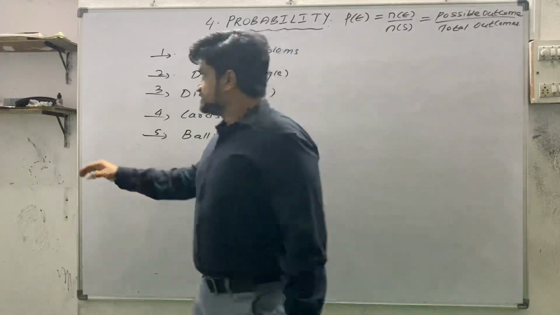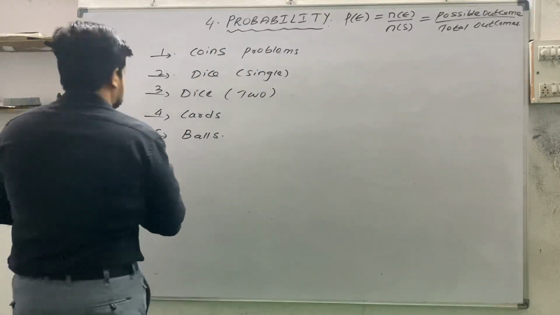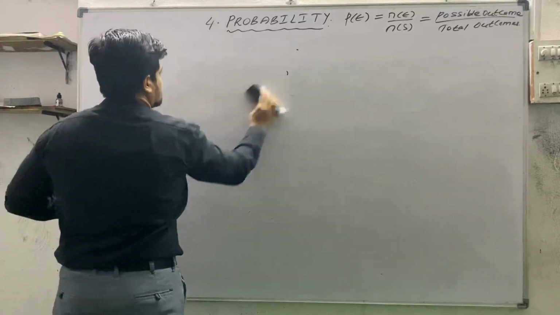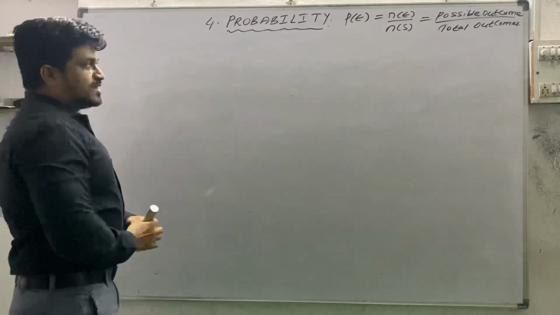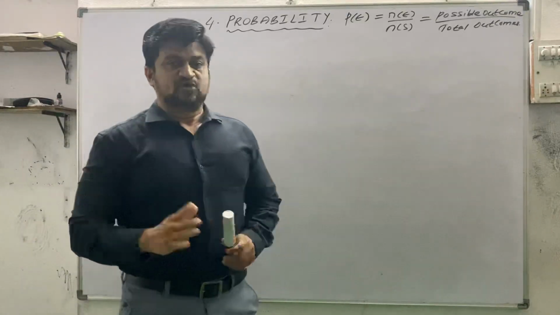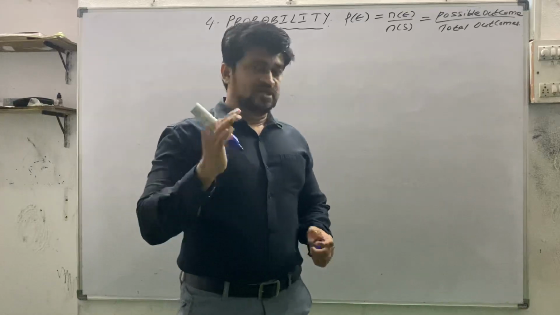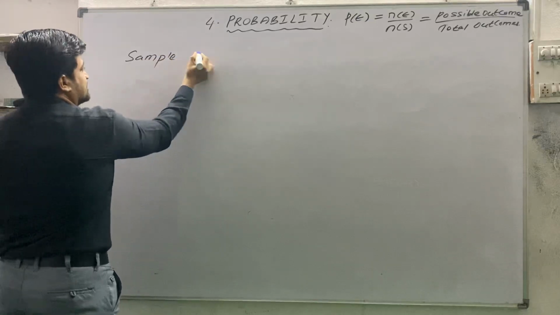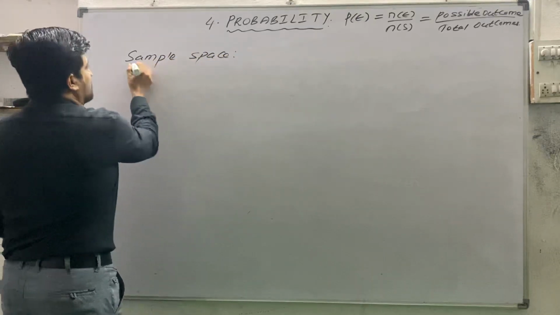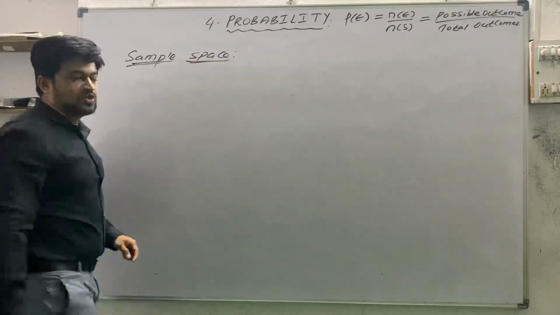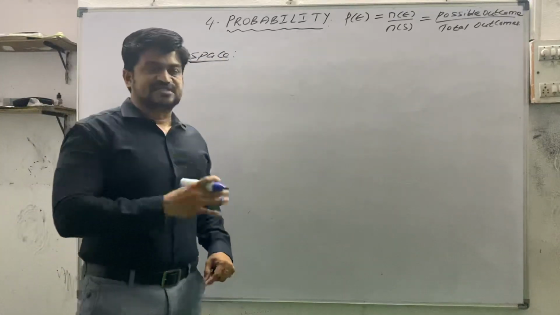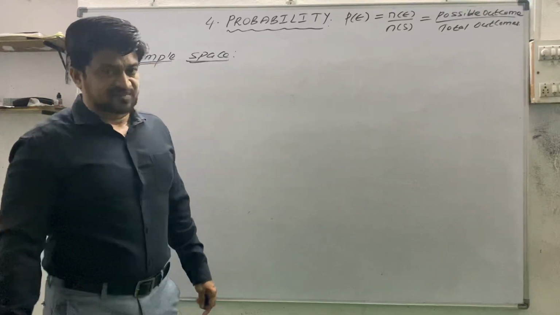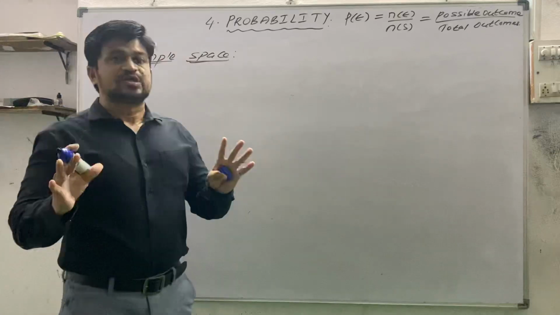First thing is important points to remember before starting the unit. So what are the important points to remember? First is sample space. If I ask you at the time of problems what is sample space, you should know. Based on coins we'll write a different sample space. Based on cards we'll write a different sample space. Now sample space means total outcomes.